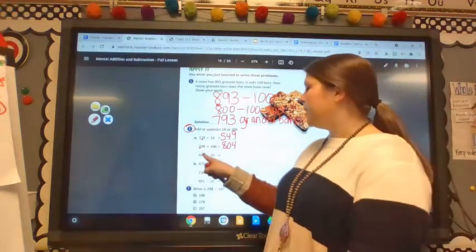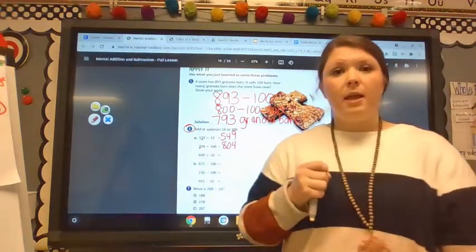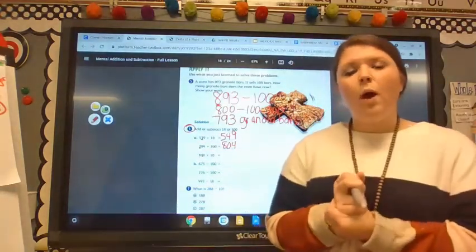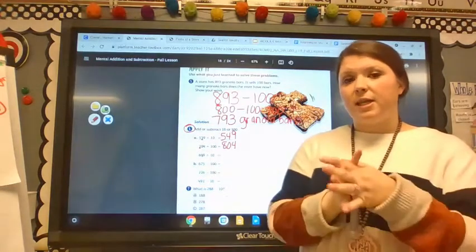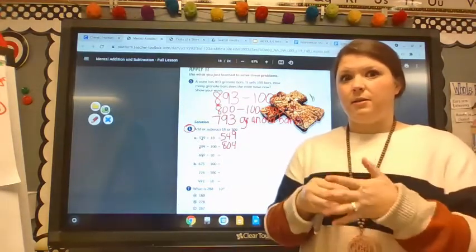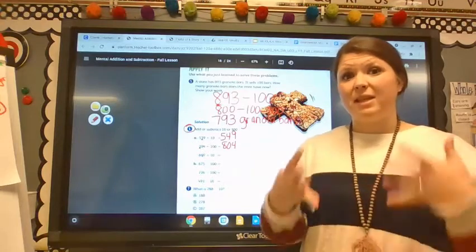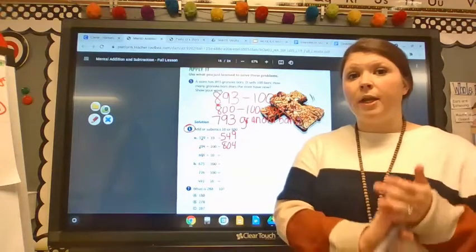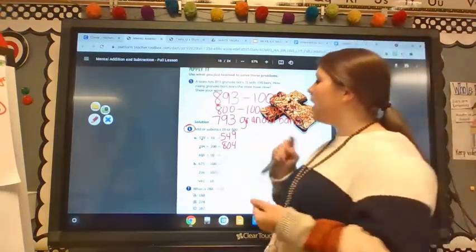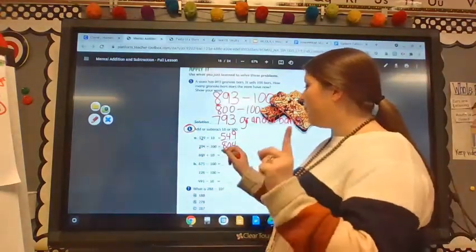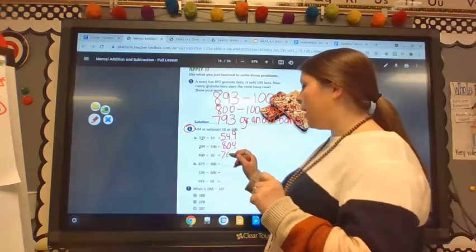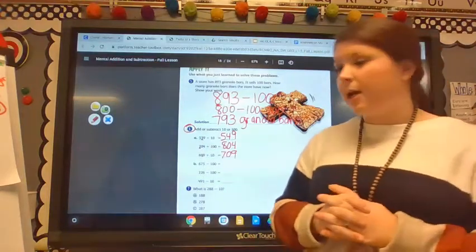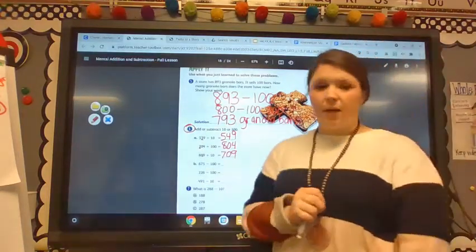All right, 699 plus 10. Now here, let's look at our tens place. We have 9 tens. What happens when we add another 10 to 9 tens? We have 10 tens, right? 10 tens makes another group of 100. So here our hundreds place is going to go up by 100. We will have 0 tens, and then we'll have 9 ones. So 699 plus 10 is 709.